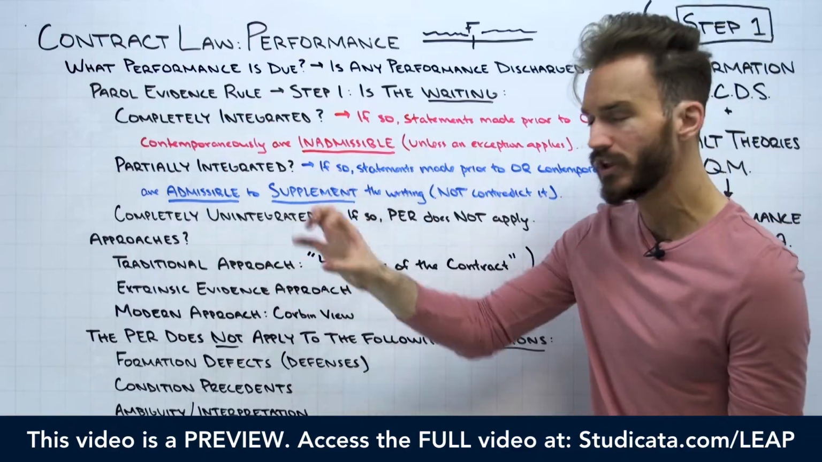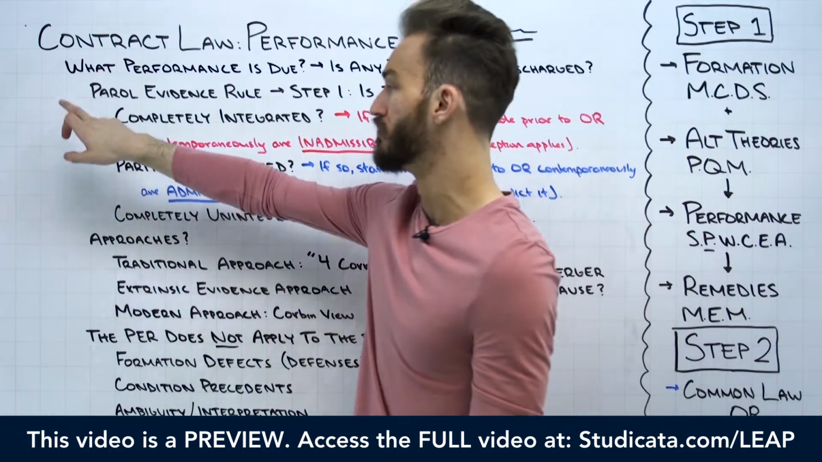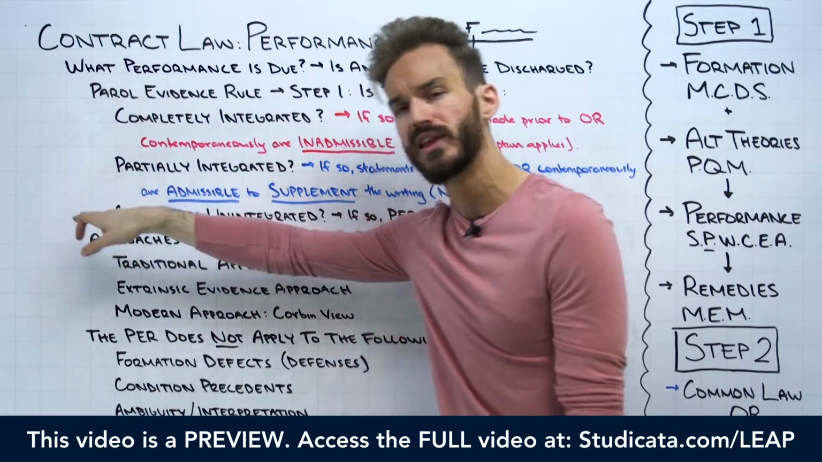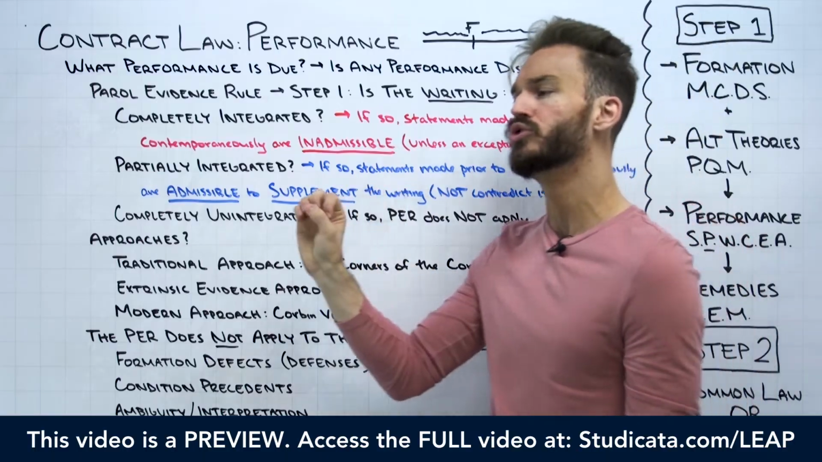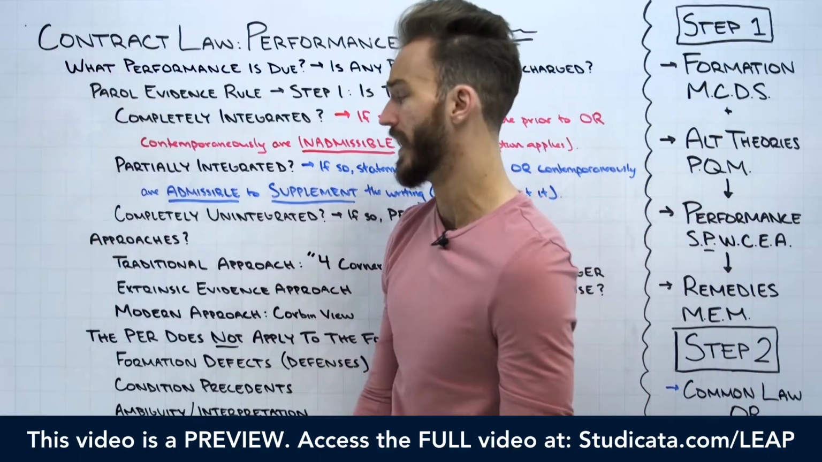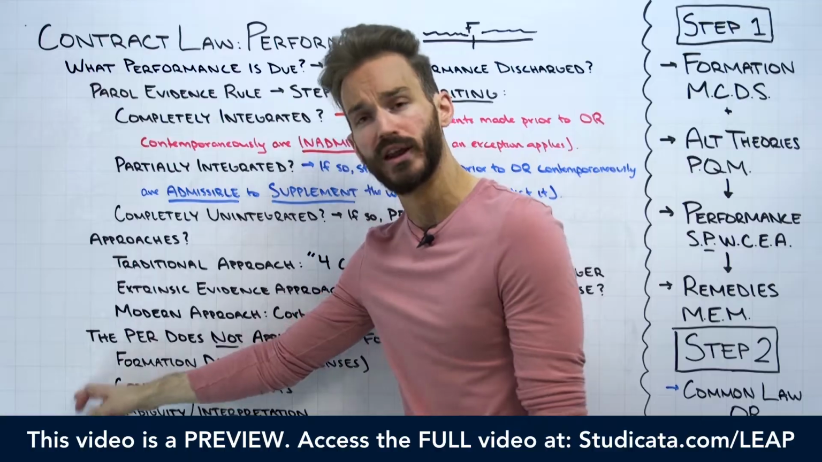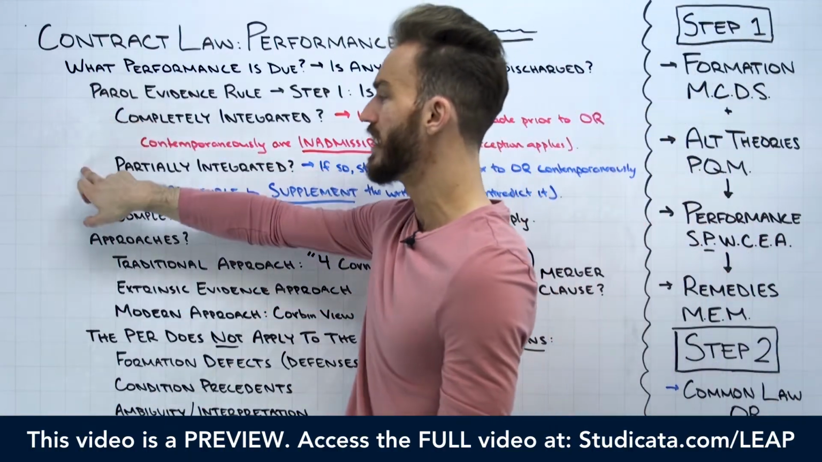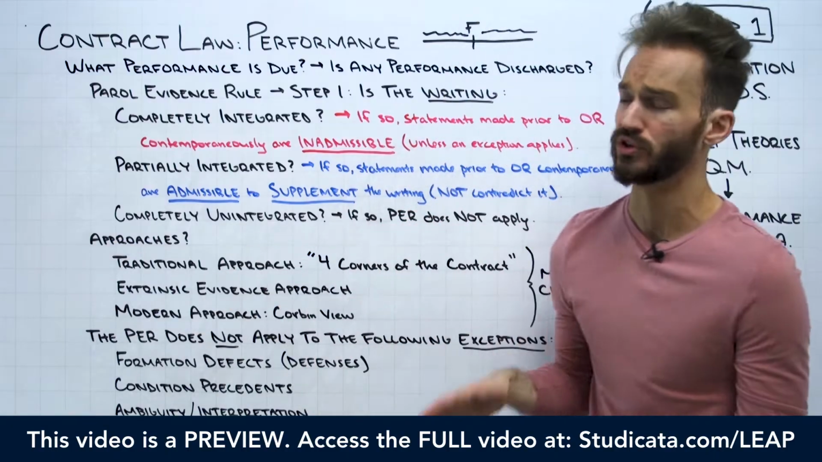All you have to really do is determine whether you have a completely integrated writing, a partially integrated writing, or a completely unintegrated writing, and the conclusion will kind of write itself, right? Now, the only thing left will be to look at exceptions, right? But basically, once you establish this, the rest of the analysis is pretty straightforward.